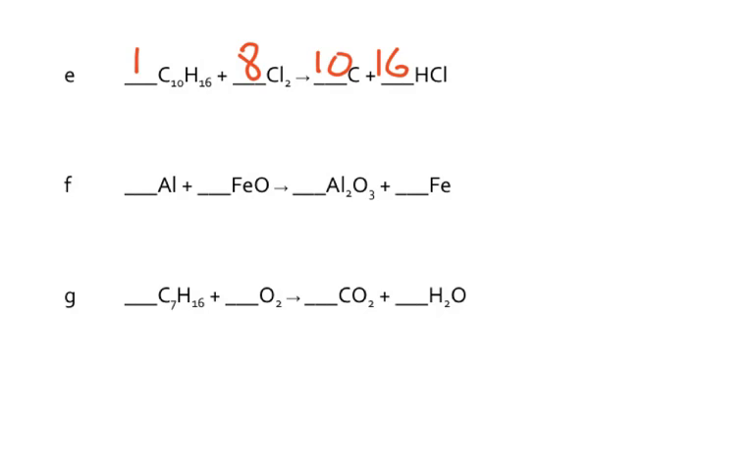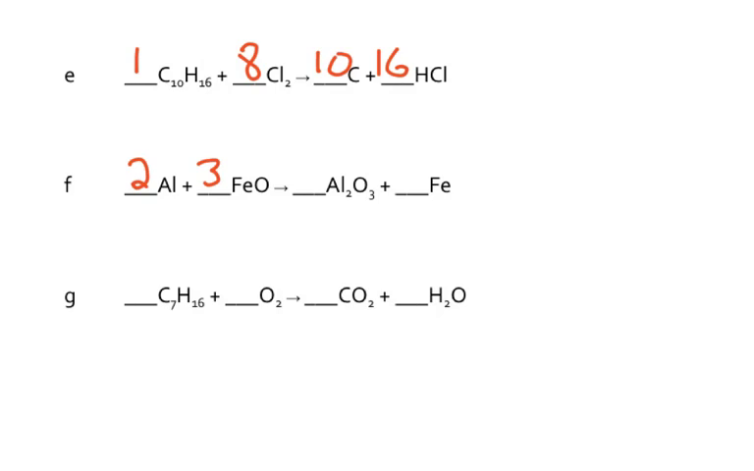In F, our big molecule is Al2O3. 2 aluminums in that molecule. I need 2 aluminums on the left. I can put a 2 coefficient. 3 oxygens in Al2O3. I need 3 oxygens. I can do that by putting a 3 in front of my FeO.